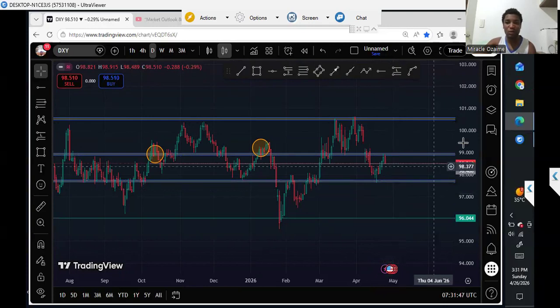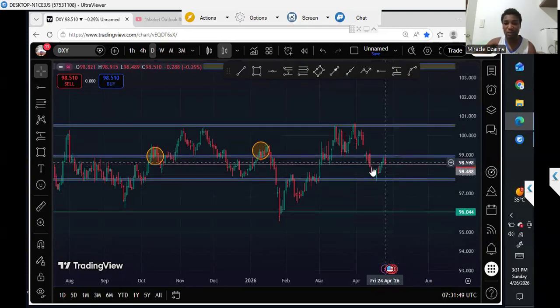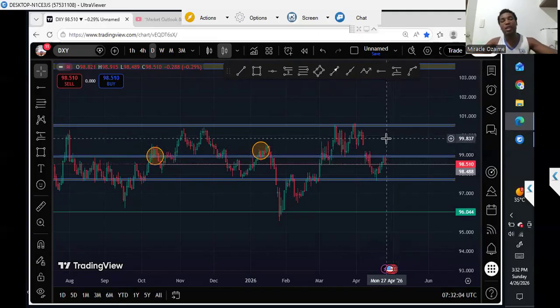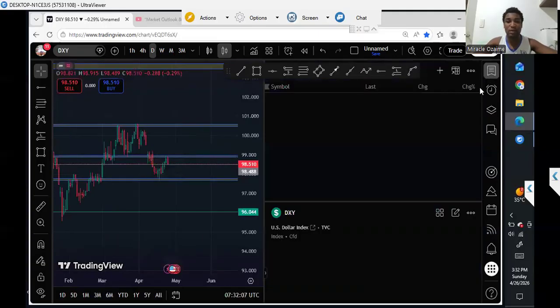So that's my thought on DXY as of the moment. If this is just a correction to test this area for continuation to the downside, Euro USD is bullish. But if this just pushes towards the upside, then Euro USD is going to be bearish. So that's my thought on Euro USD and DXY as of today.